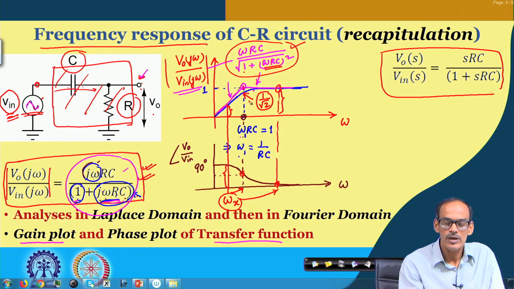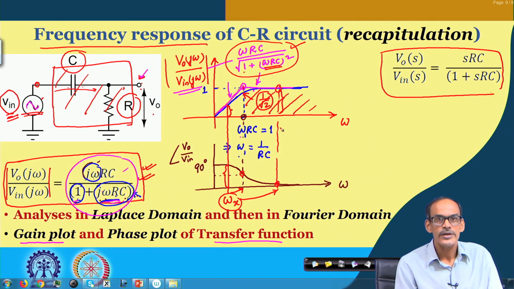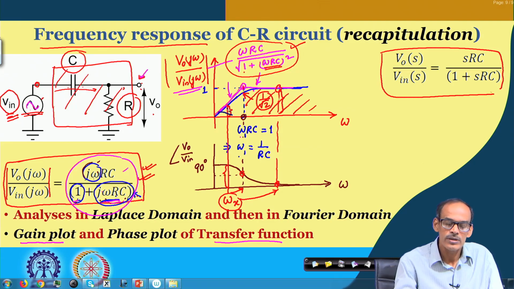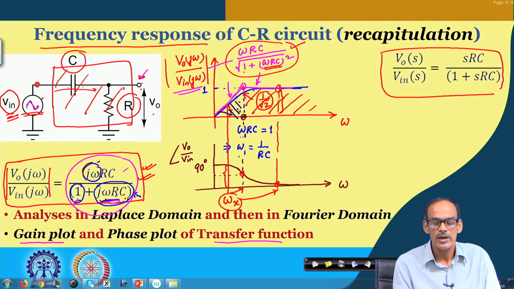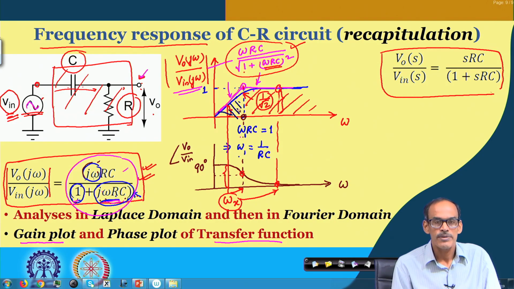In fact, if you see here, in the high frequency regime the circuit is working like a pass circuit, and on the other hand, in the low frequency regime the circuit is attenuating the signal, which means that the circuit is working like a filter, and this behavior of the filter is of a high pass kind of nature.